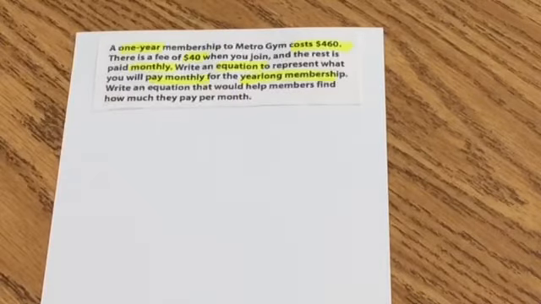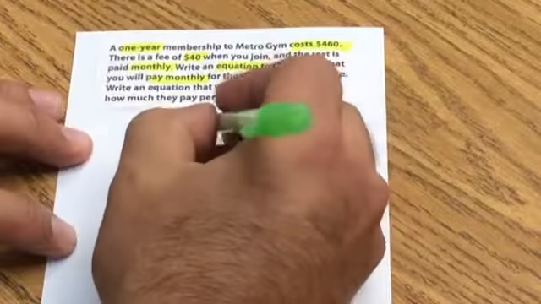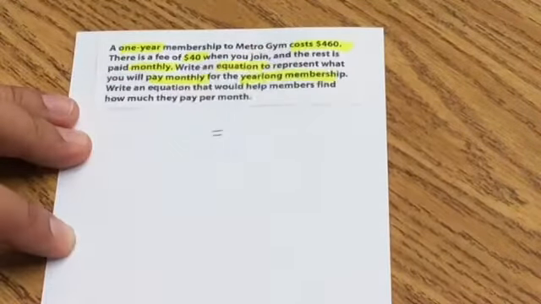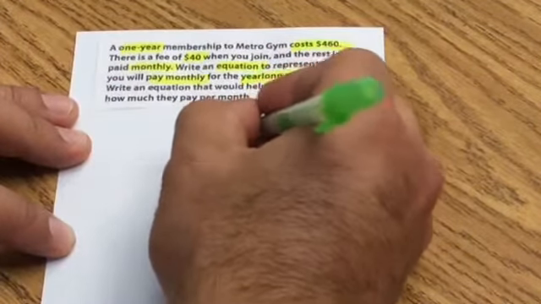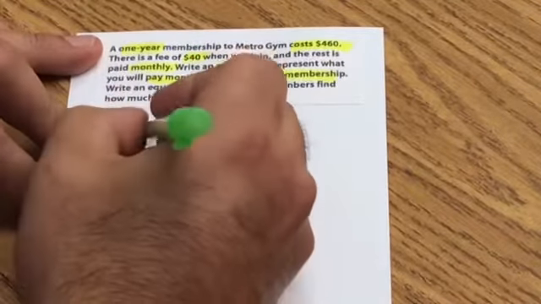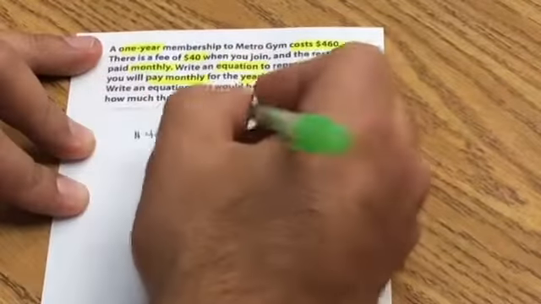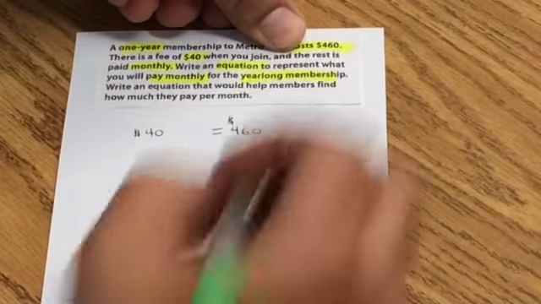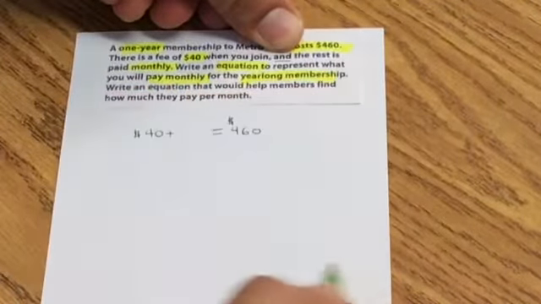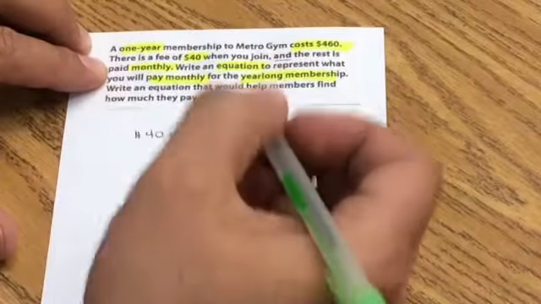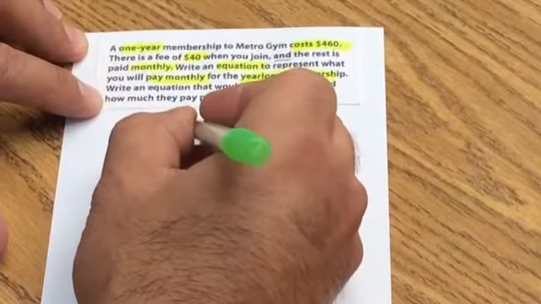Whenever you see the words per month, you're thinking of multiplied by an X. So I have an equation here. Of course there's going to be an equal sign. It says the 1-year membership to Metro Gym is $460 total. It says that there is a fee of $40 when you join. So right away there's going to be a $40 fee. And then it says, and, that's a key word right there, and means add. And the rest is paid monthly. So we don't know how much is paid monthly, so that's going to be our X.